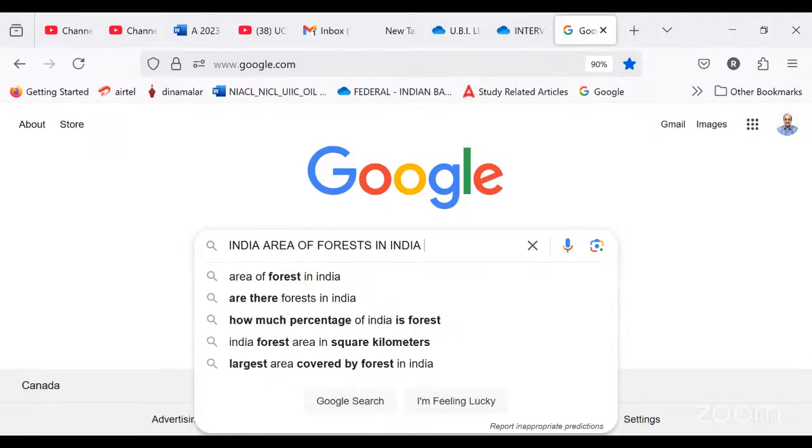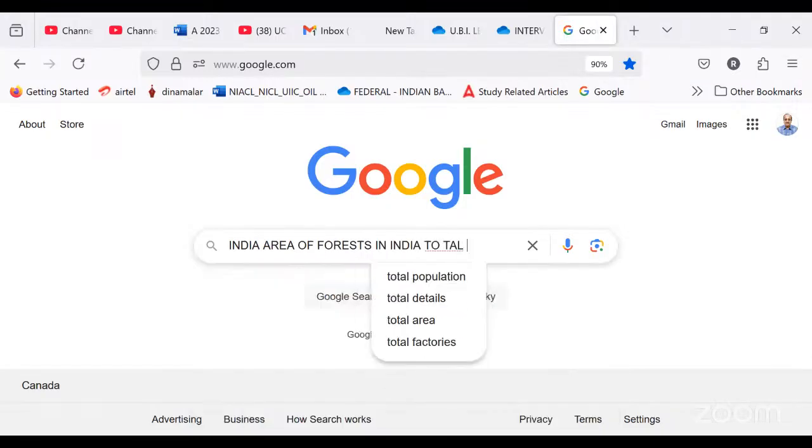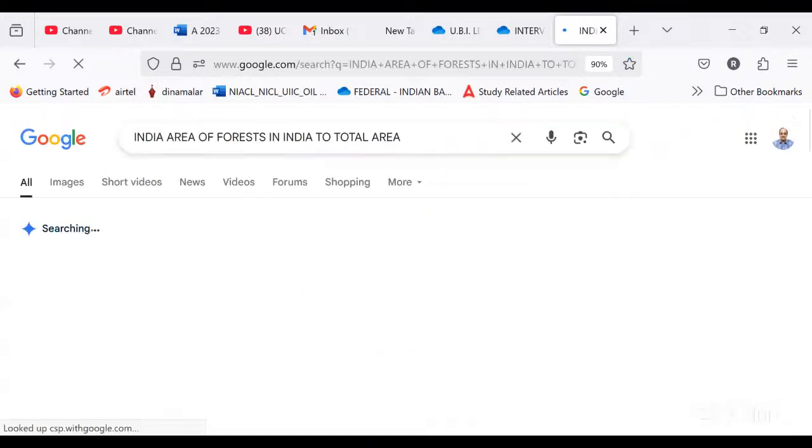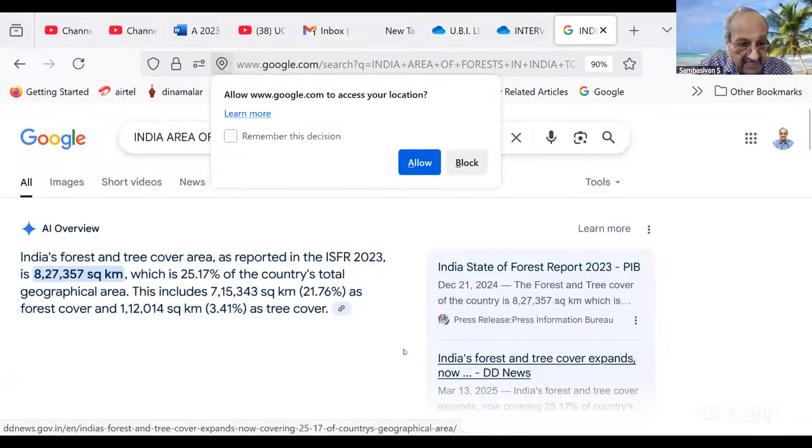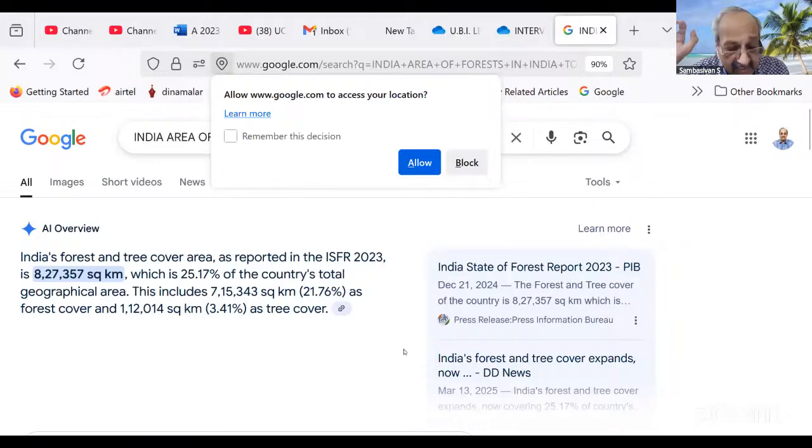Sir, it is total 25% of the land area of total. I don't know the exact figure, but I know in percentage it is 25%. Exactly. What you are telling is correct. India's forest and tree cover area, as reported in ISFR, I am showing you.